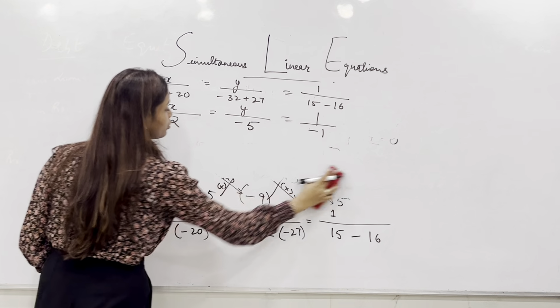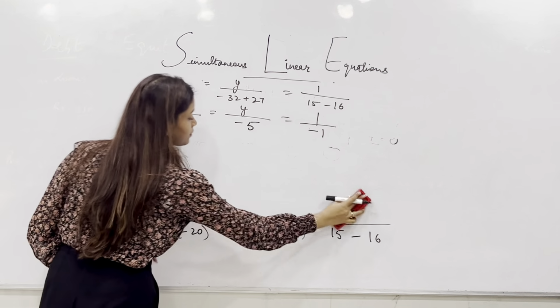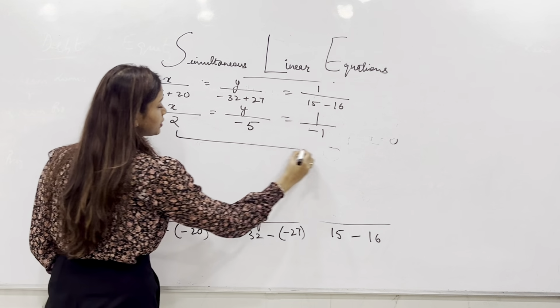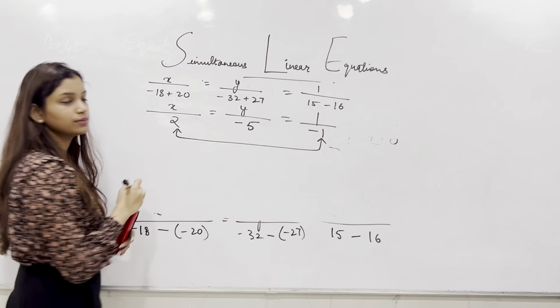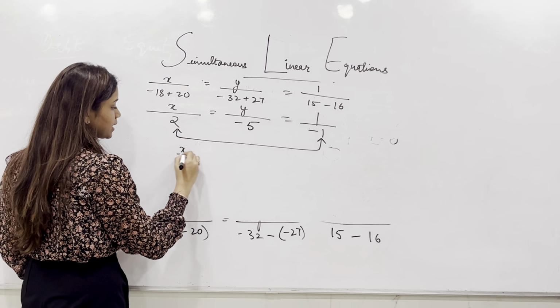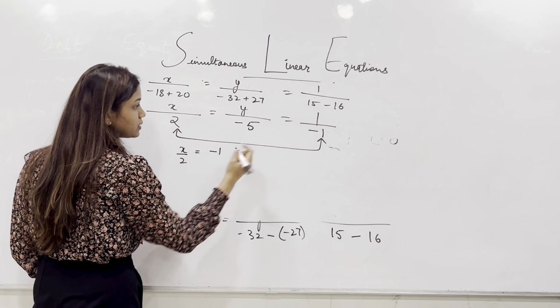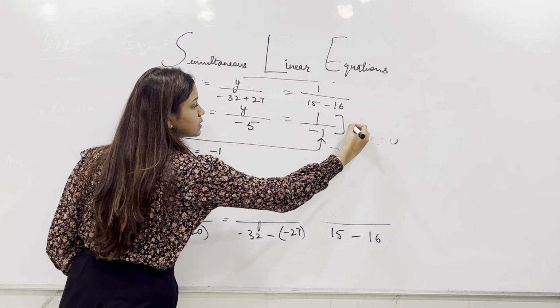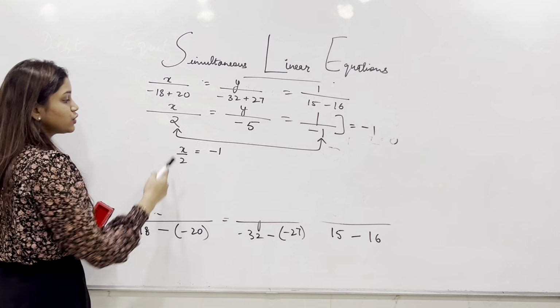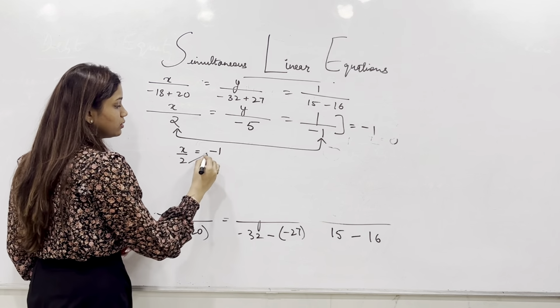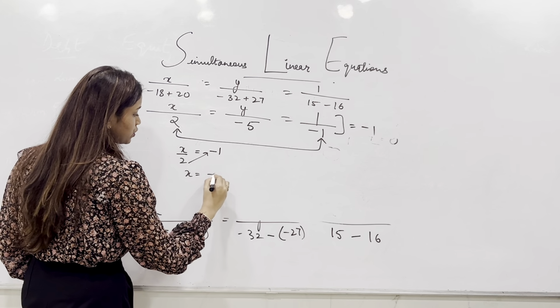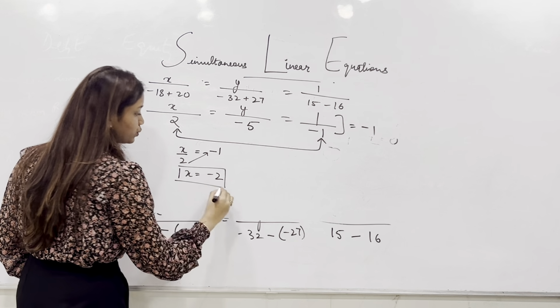Now let us see how to find x and y. You compare the first and the last term. You compare it, which means x upon 2 is equal to 1 upon minus 1, which is nothing but minus 1. So x upon 2 is equal to minus 1. You take 2 on the other side. So x is equal to minus 2.